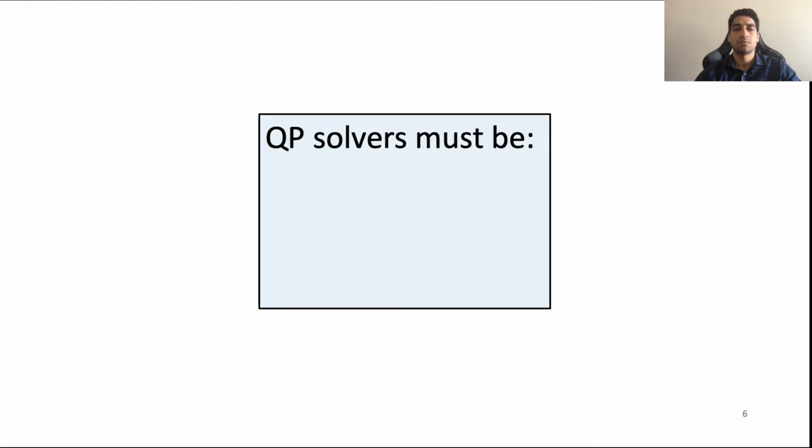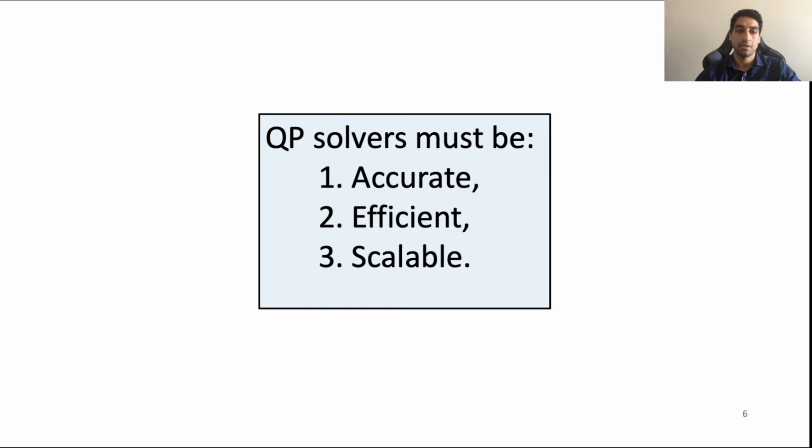Similar to linear solvers, we need QP solvers that are accurate, efficient, and scalable. By accurate, we mean that the QP solution provided by the solver has an error less than a user-requested threshold. For example, the solution should not violate the requested accuracy in any constraint. By efficient, we mean that the solver is fast to provide an accurate solution. And scalable means that the solver efficiently provides an accurate solution across large and small QP instances.